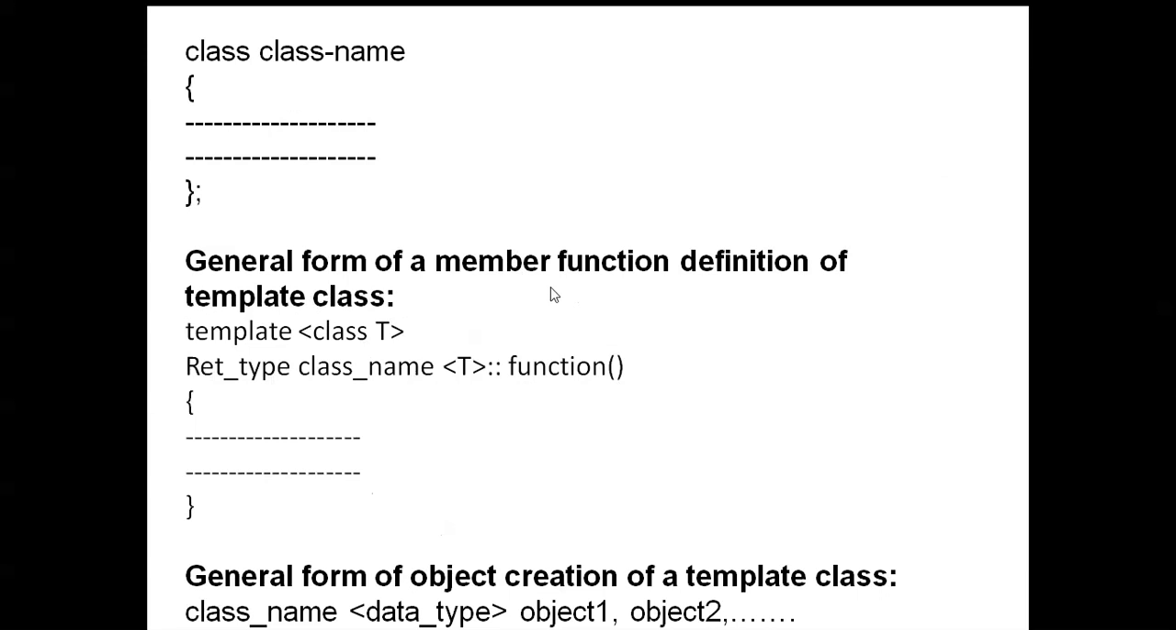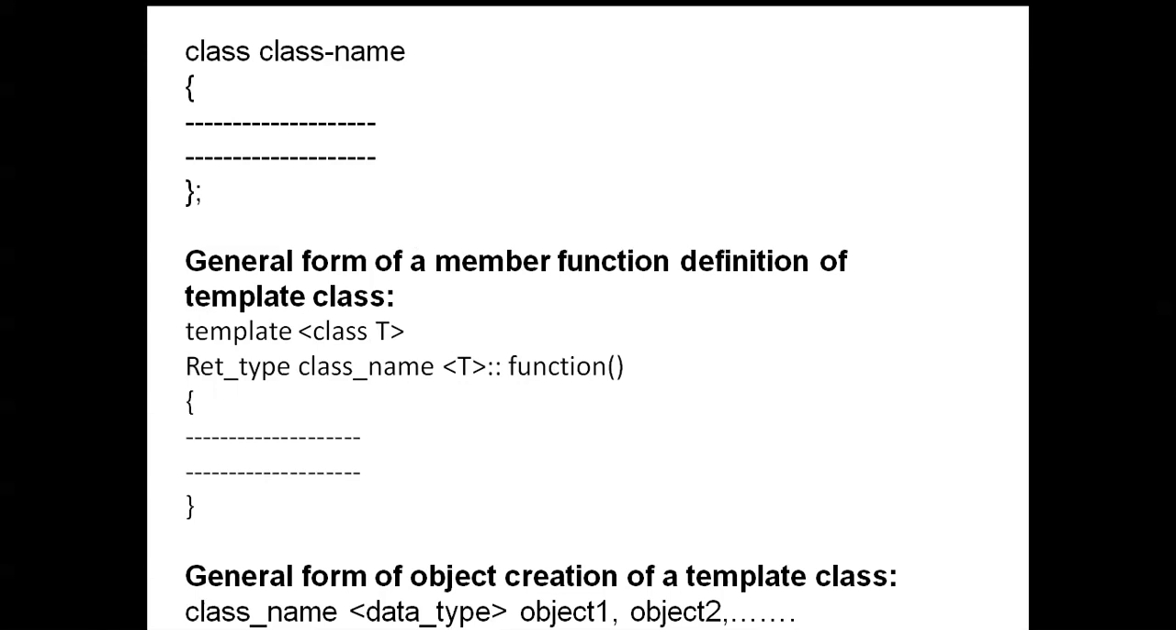Here you can see the general form of member function definition of template classes. Here template class, return type, class name. This is a function, a member function of that class. Class is a keyword. Here you can mention the class name, opening braces and closing braces. Between these two braces, the information is called data members and member functions. When the class is over, you must put a semicolon at the end of that class.